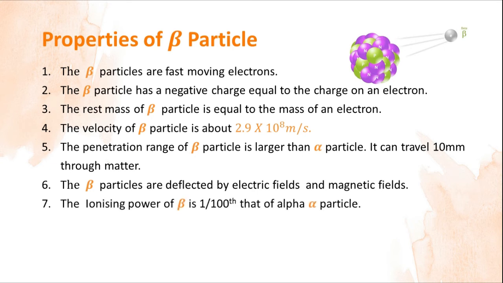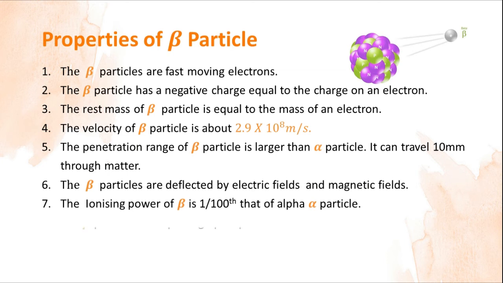Then the next one is that the ionizing power of beta is 1/100th that of alpha particle. Alpha particle has very high ionizing power as compared to beta and gamma, as I told you in the previous slide. Now we see how much the ionizing power is less than the alpha particle: it is 1/100th of that of alpha particle. So that much ionizing power is less for beta.